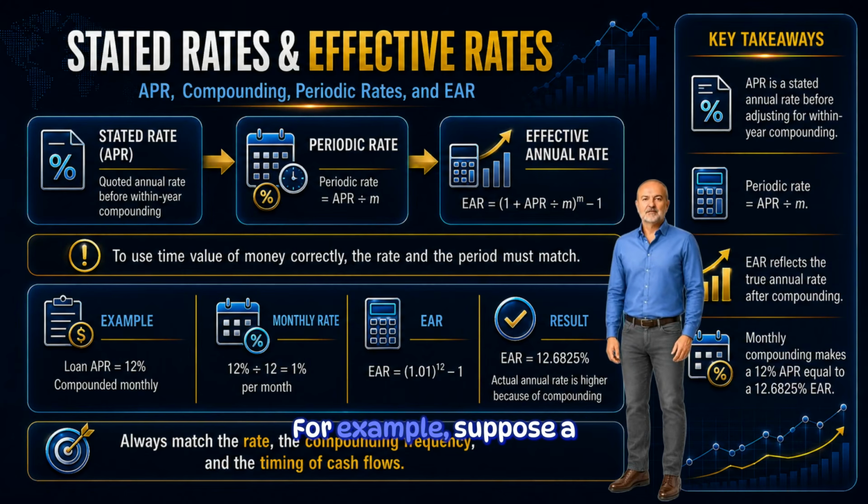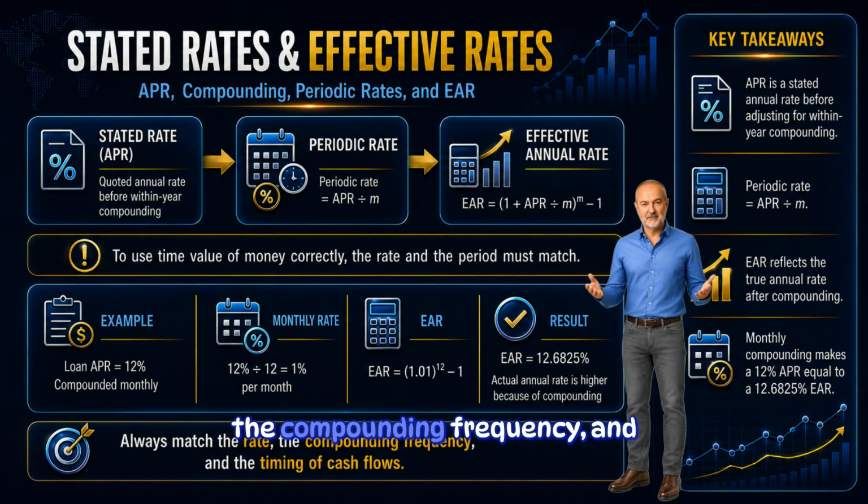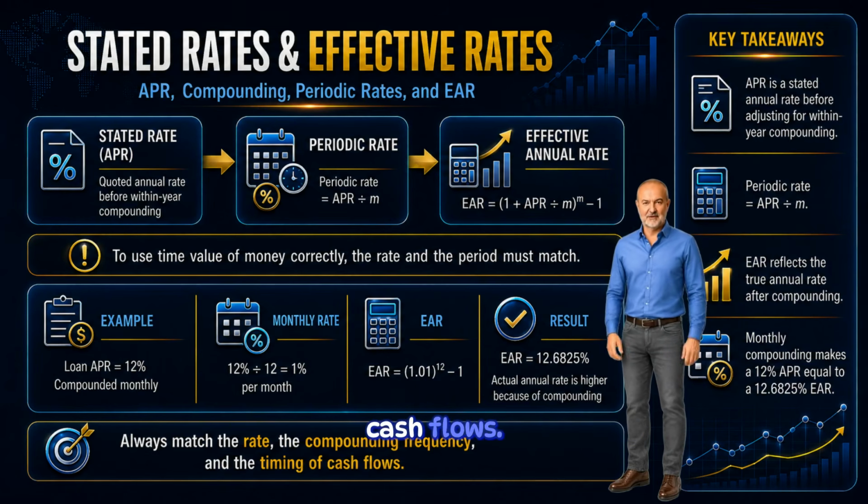For example, suppose a loan has a stated annual rate of 12% compounded monthly. The monthly rate is 1%. The effective annual rate is 1.01 raised to the power of 12 minus 1. That equals 12.68%. So, the borrower pays more than 12% on an effective annual basis because interest is charged on prior interest during the year. The lesson is simple. Always match the rate, the compounding frequency, and the timing of the cash flows.